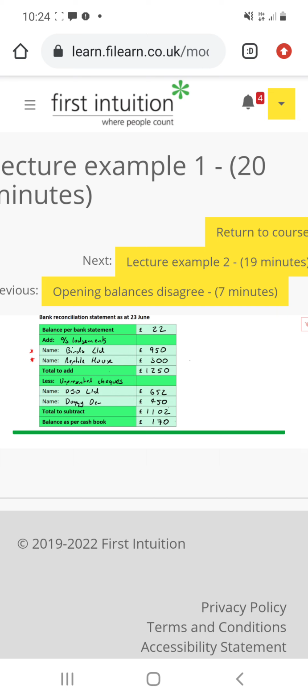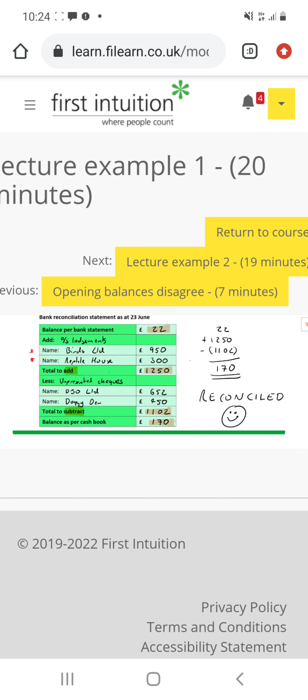Now, the true test is, does this all balance? Does £22 plus 1,250, less 1,102 come to 170? The answer, fortunately, is yes, it does. 22 plus 1,250 less that 1,102 does indeed come to £170. And so therefore this is now reconciled. I am a happy bunny.